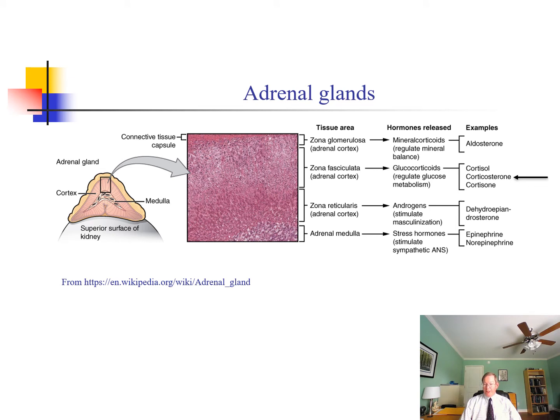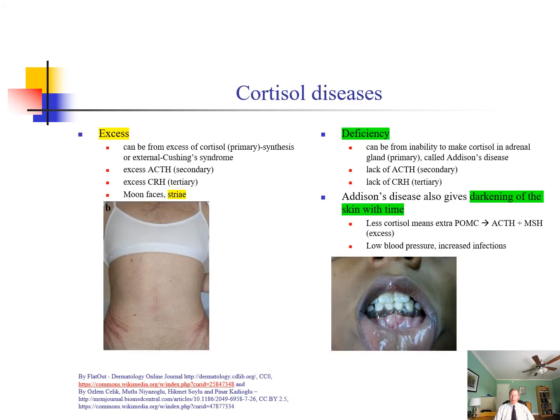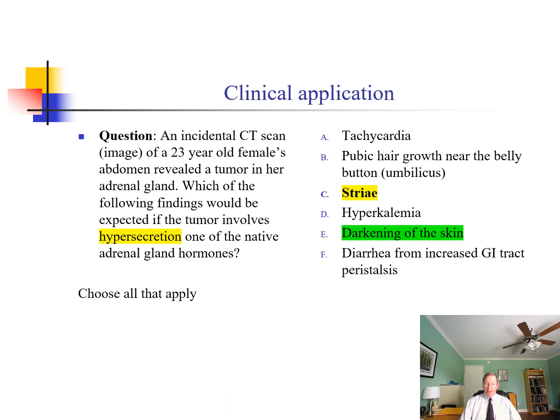All right, let's look at the next one. Cortisol. Okay, the zona fasciculata makes the glucocorticoids. If I hypersecrete cortisol, what will happen? Well, if I have too much cortisol, then I can have stria. And if I have a deficiency, because I make more melanocyte stimulating hormone with the ACTH, I will get darkening of the skin. So in this case, the hypersecretion does lead to stria, but the darkening of the skin results from an underactive or hyposecretion of cortisol. So stria would be correct.